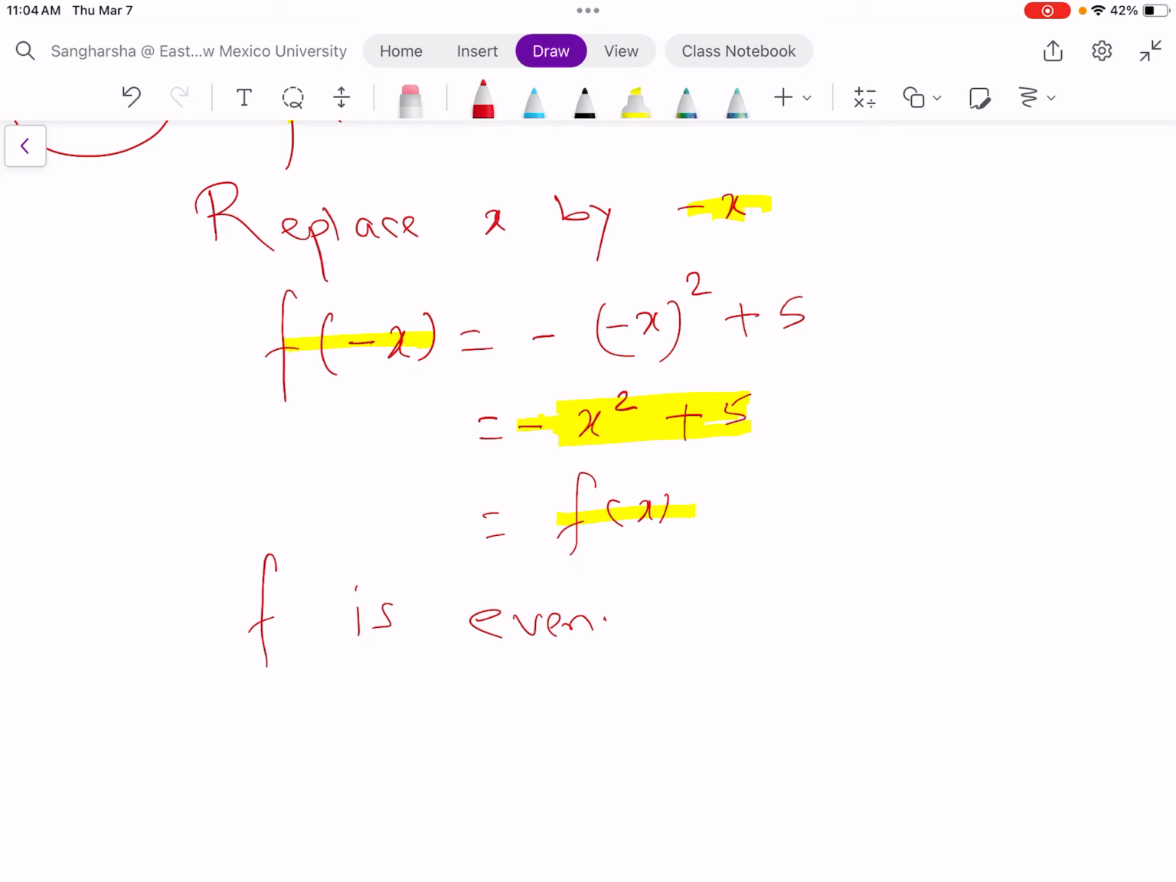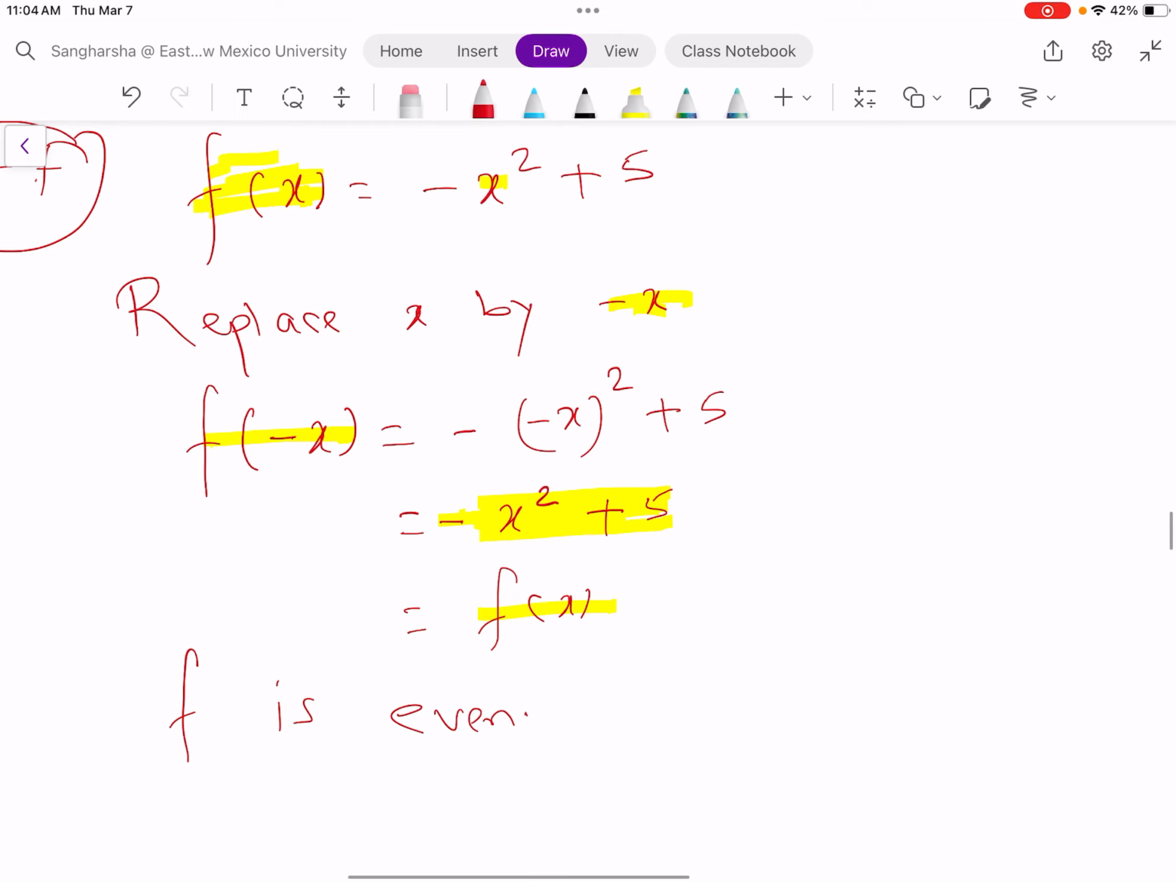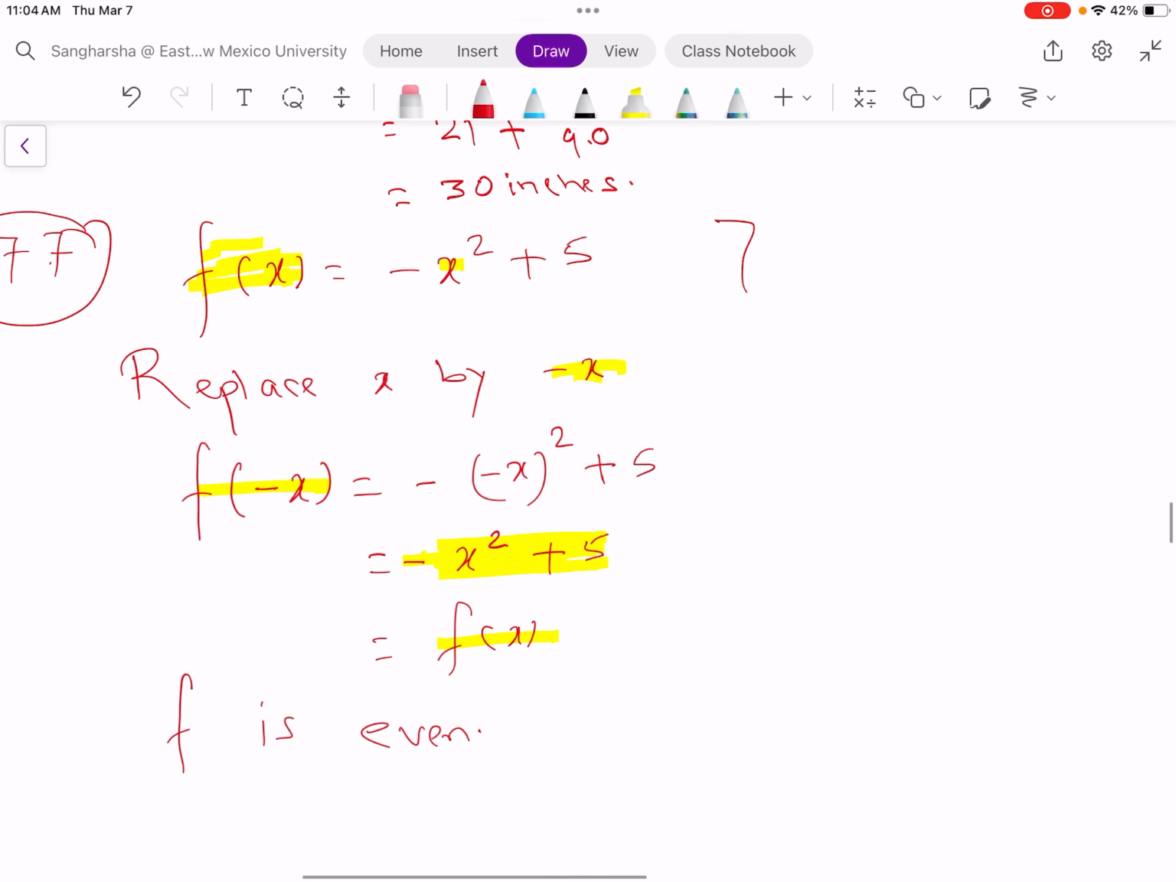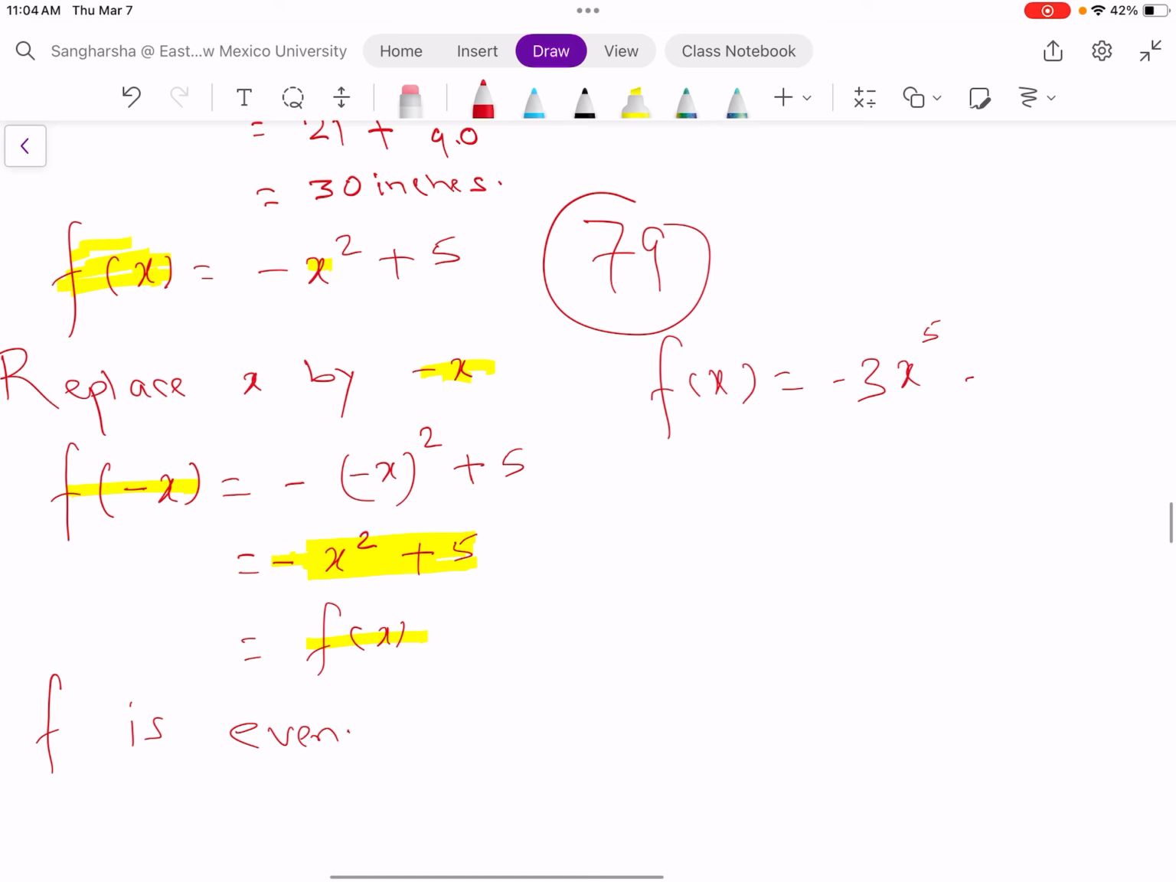Okay, now let's do 79, one more. We have number 79, and the function given to us is f of x equals negative 3x to the power 5 minus x. Now we replace x of the function, so every x is replaced by negative x. So for every x we write down negative x. We have f as it is.